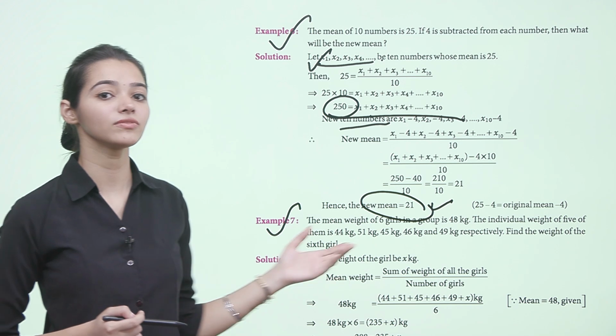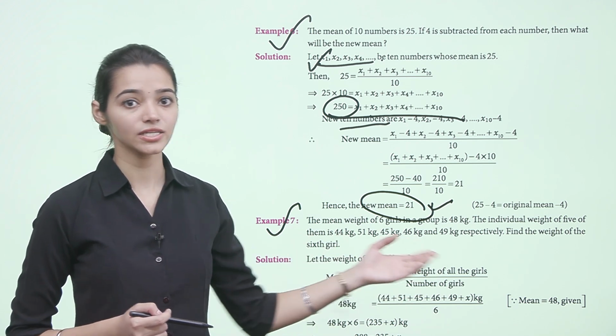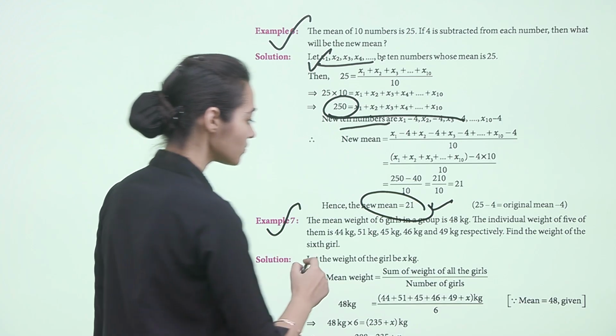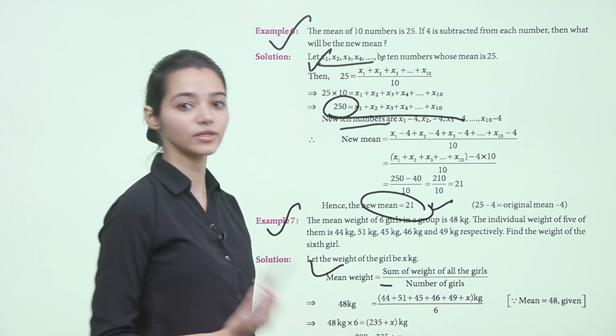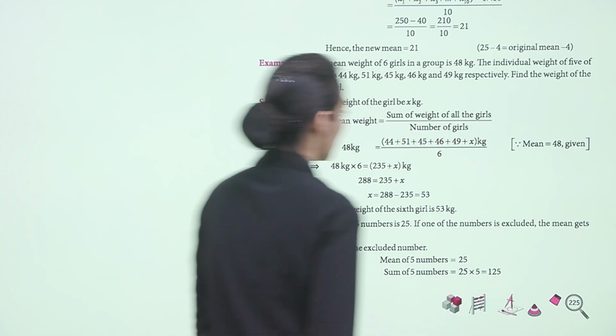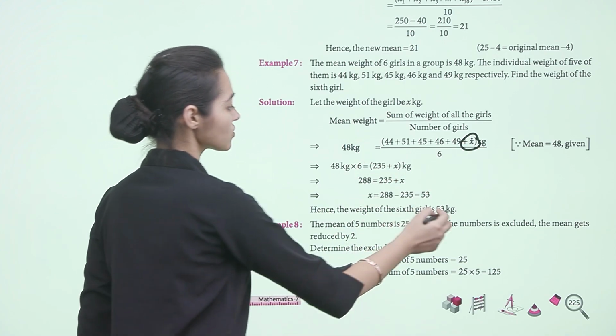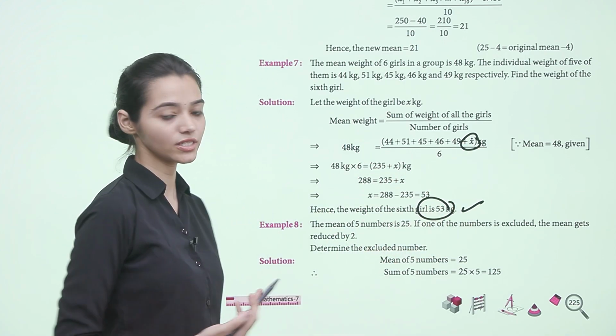Now let's start with example number 7. Here we are given that the mean weight of 6 girls is 48, and the individual weights of 5 are given. We have to find the weight of the 6th girl. So mean weight is equal to the sum of the weights of all the girls upon the number of girls, and let the weight that is not given be x. After solving this equation, the weight of the 6th girl is 53 kg.